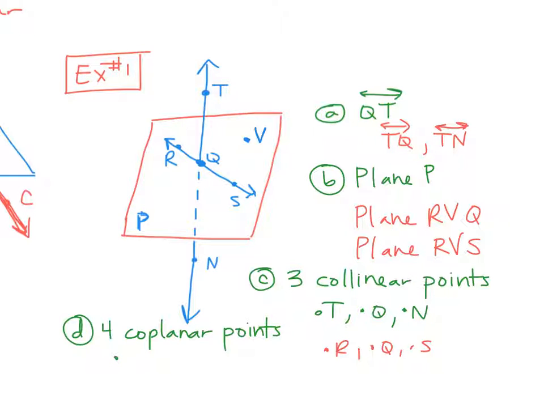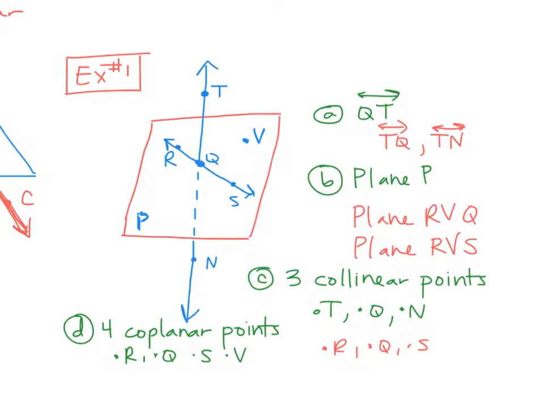R, Q, S, and V. So point R, point Q, point S, point V. Now, technically, there are other options. You could say T, Q, N, and any other letter on that plane, because you have the three in that line. All you have to do is make your plane connect to that other point. So you could say TQNR. You could say TQNS. If there is a plane you could put through it, they are coplanar, even if it's not the plane that's drawn in. Okay? Questions on that?